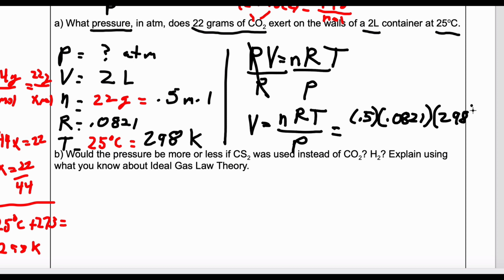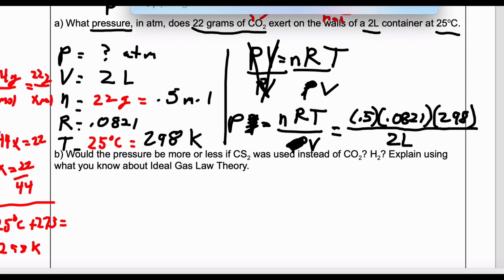298. And I'm going to divide that by, oh, you know what? We're looking for P here, not V. So this is P, and I would divide by V. So it's nRT over V. No problem, same thing. And that's 2 liters. So how am I going to get the answer to this? Well, I'm going to take 0.5 times 0.0821 times 298, press equals. So let me do that in front of you.